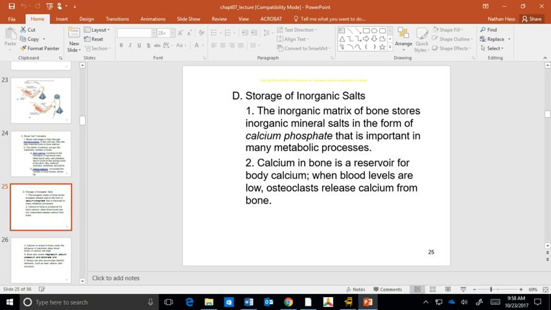Inorganic matrix. So we're talking about the actual bone itself. That's what they mean by that. The matrix just means how things are put together. Inorganic means not carbon-based. Yeah, the actual substance of the bone stores it.